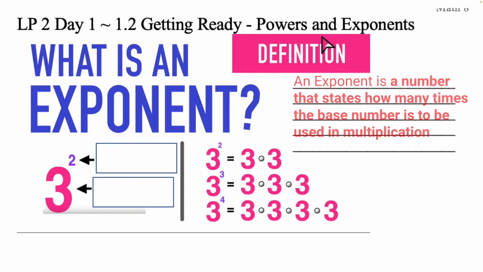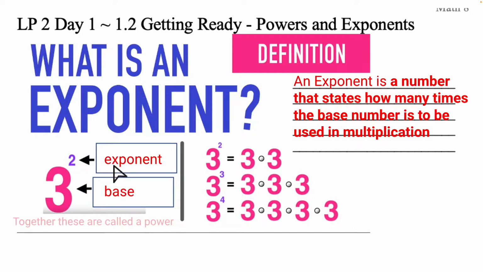An exponent is a number that states how many times the base number is to be used in multiplication. So we need to identify some pieces here so that we understand what is meant by base number. If we look at this little diagram here, we have a giant 3 and a little tiny 2. The little tiny 2 is the exponent and the 3 is the base. Those are just the two pieces of this type of problem. Together we call this a power. We might even read this as 3 to the power of 2 or 3 to the power of 3, something like that.